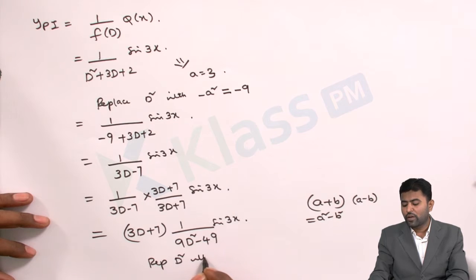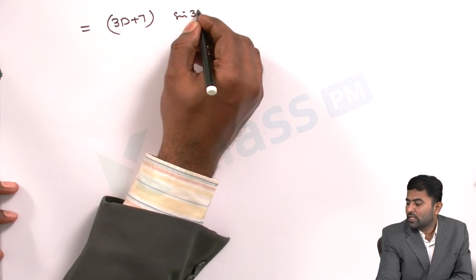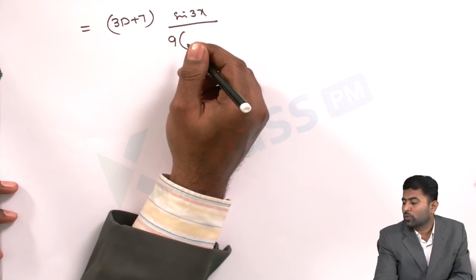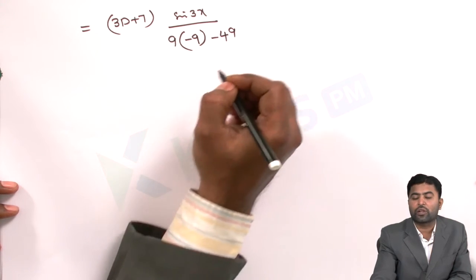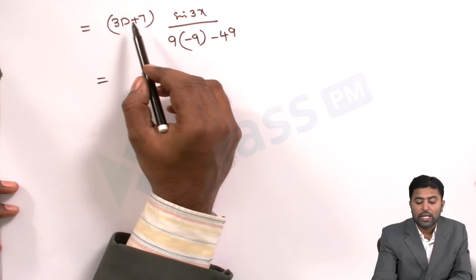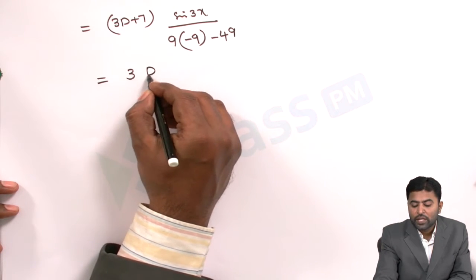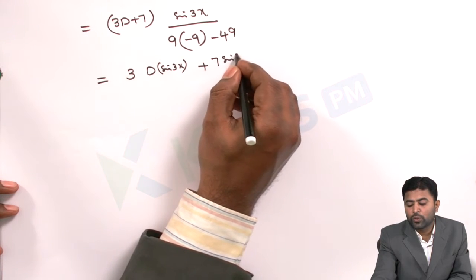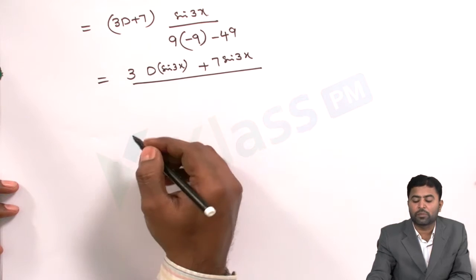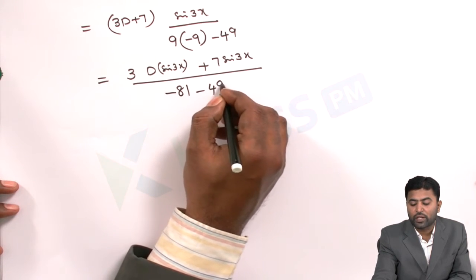Replace d square with minus a square, which is equal to minus 9. So 3d plus 7 into sine 3x by 9 into minus 9 minus 49. This is equal to, now I'll multiply these terms. So I'll get 3 into differentiation of sine 3x plus 7 into sine 3x divided by 9 into 9, so minus 81 minus 49.